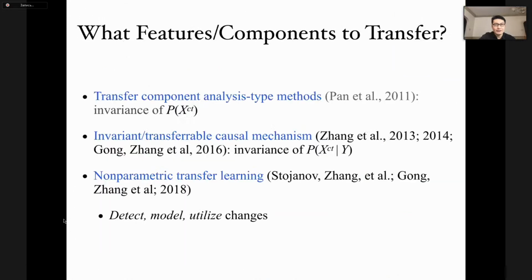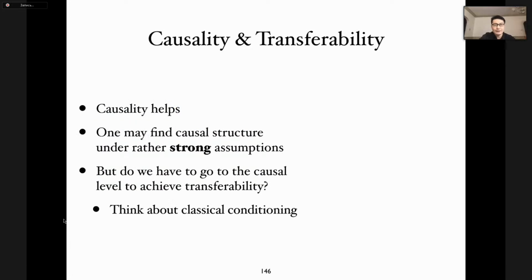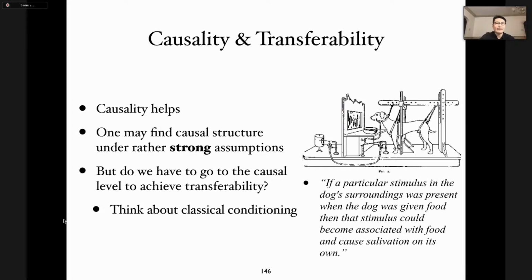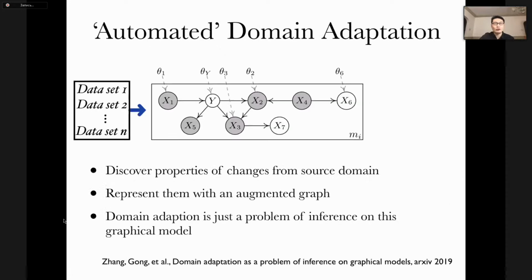In the applications, right here you can see what we should transfer in transfer learning. Essentially, we care about the causal mechanisms. In particular, we care about the invariant causal mechanisms. And the take-home message that follows: causality is useful in transfer learning. However, it's not really necessary, because finding a causal model can be much harder than transfer learning. As long as you have a way to discover the property of changes of the joint distribution, you can do transfer learning. So this inspires automatic transfer learning.